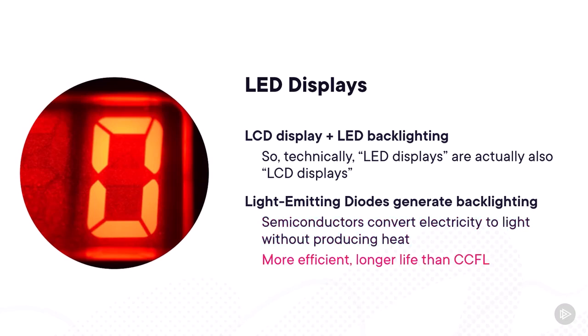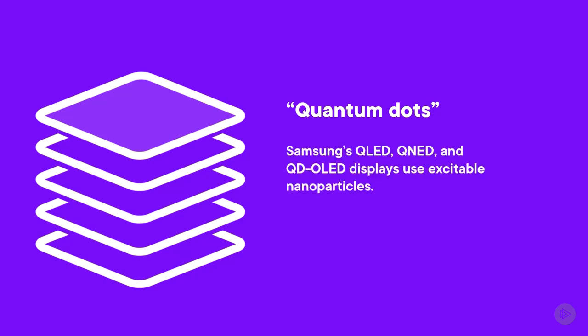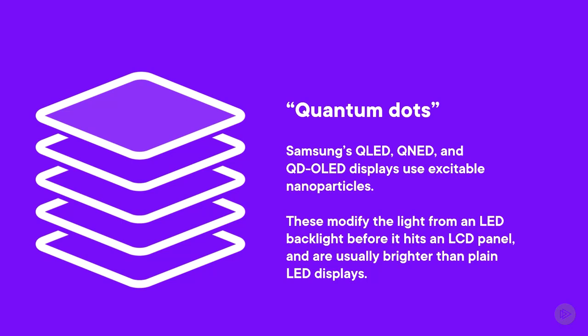LEDs use power more efficiently, and they typically last longer than CCFL arrays. LEDs also have the advantage of working with direct current, which is the kind of electricity that computers use natively for their other circuitry. Incidentally, you may see the acronym QLED for quantum LED in connection with the term quantum dots. These displays, pioneered by Samsung, use electrically excitable nanoparticles, and they modify the light from the LED backlight before that light strikes an LCD panel. QLED displays are normally brighter than other types, and may be a good choice for bright locations.